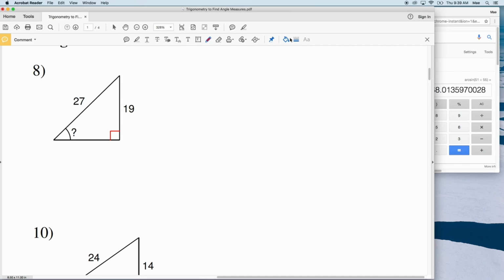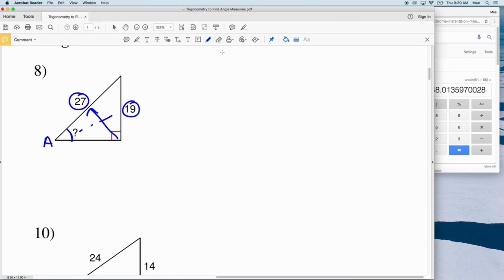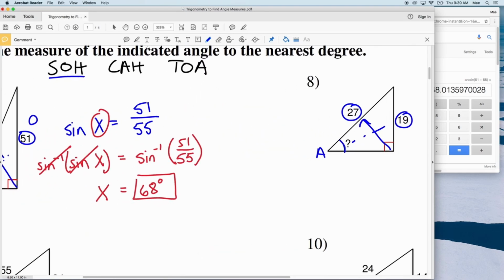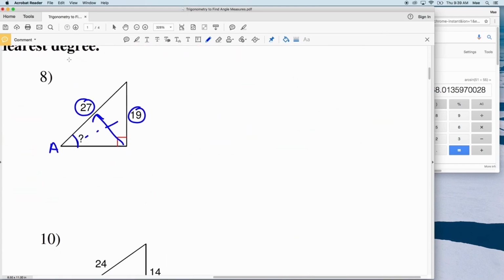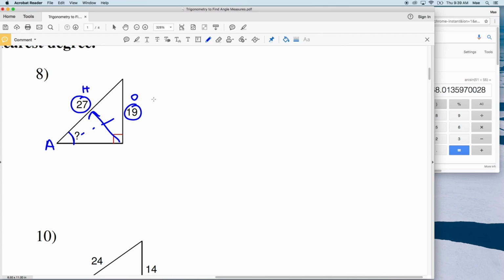Number 8, let's go ahead and use a different variable. This time, let's use A. So the angle we're trying to solve for is this angle A. We're given the opposite, and we're also given the hypotenuse. So looking back at SOHCAHTOA, we're going to use sine again because we're given the opposite and the hypotenuse. So here's our O and H for opposite and hypotenuse. So we're going to have that sine of angle A is equal to the opposite side, which is 19, over the hypotenuse, which is 27.